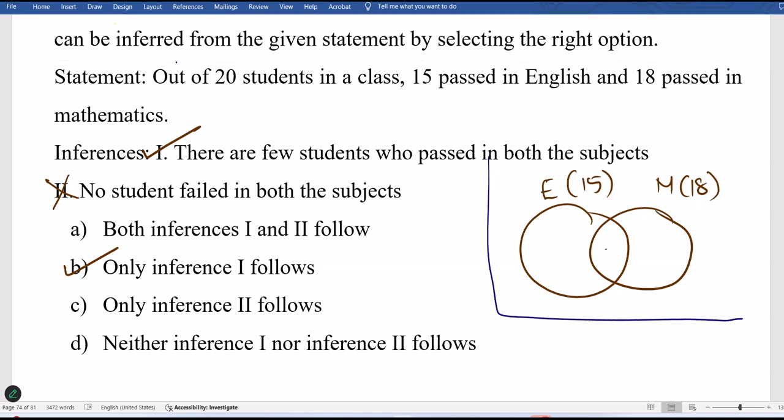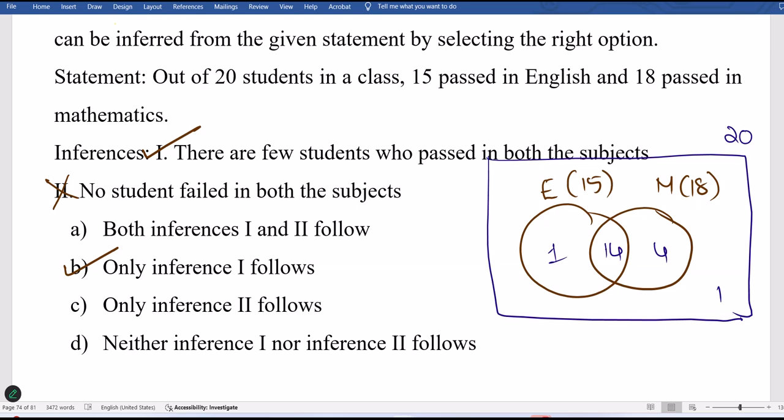So out of 20, one student failed, and here 14 common. You can observe this is totally 30 only. English only is 1. 14 students passed both. 4 students passed only maths. 1 plus 14 plus 4, 19, and this one student failed in both, 20 we got. Right, this is the case where it's failed. So don't say no student failed in both the subjects, that we cannot decide.